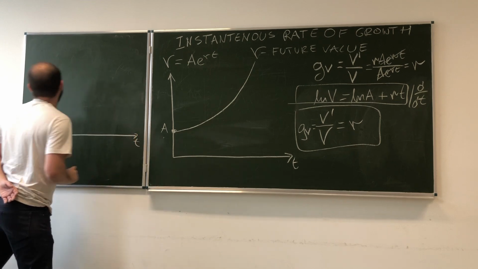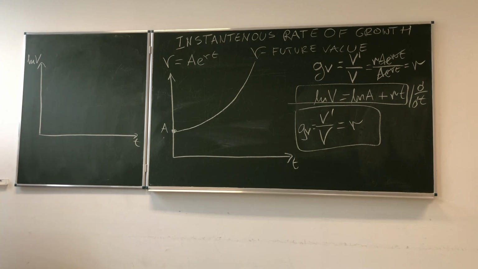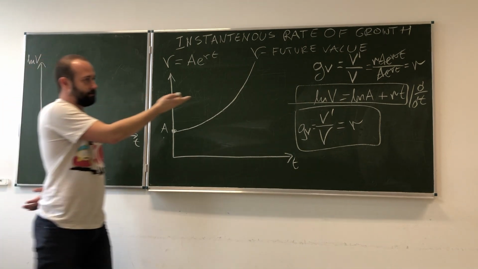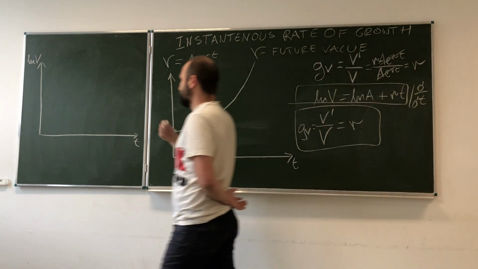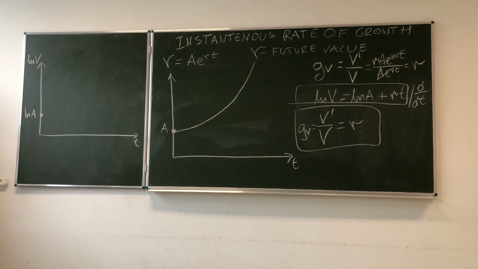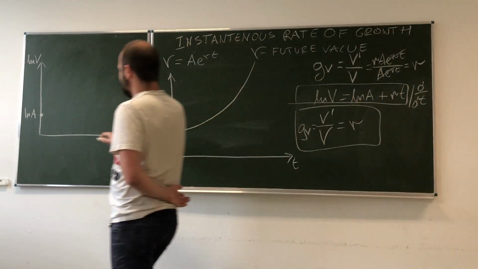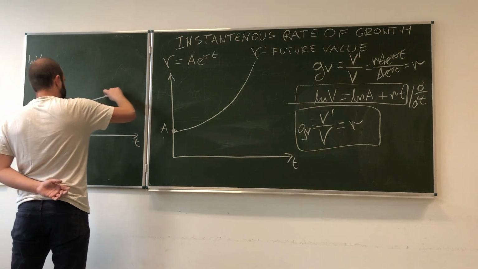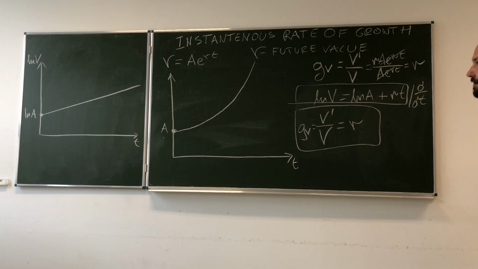Here we have t, here we have ln v. Okay, and look, if time is 0, we can read on this v, ln v is equal to ln a. So this is the natural logarithm of the initial sum of money that we have. And then what is happening? Look, r is constant, so this is just the coefficient for r. We are getting a simple linear function.